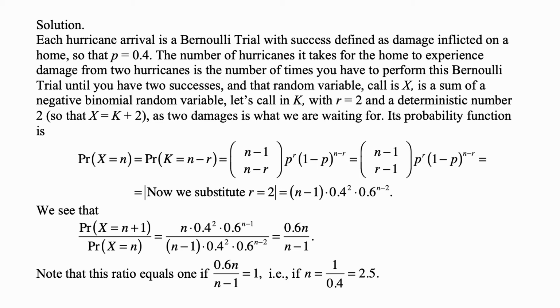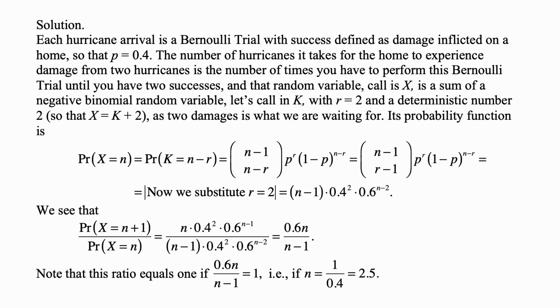And that random variable, call it x, is a sum of a negative binomial random variable, let's call it k, with r equal to 2, and the deterministic number 2, as 2 damages is what we are waiting for. So x is equal to k plus 2. K is negative binomial.